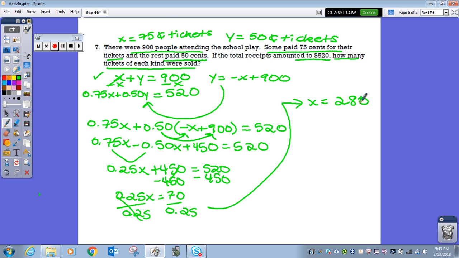That's how many 75-cent tickets were sold. You have to do that last step, guys. Look back at the very first equation. X plus y is equal to 900. I found out how many 75-cent tickets were sold. Now I need to find out how many 50-cent tickets were sold.